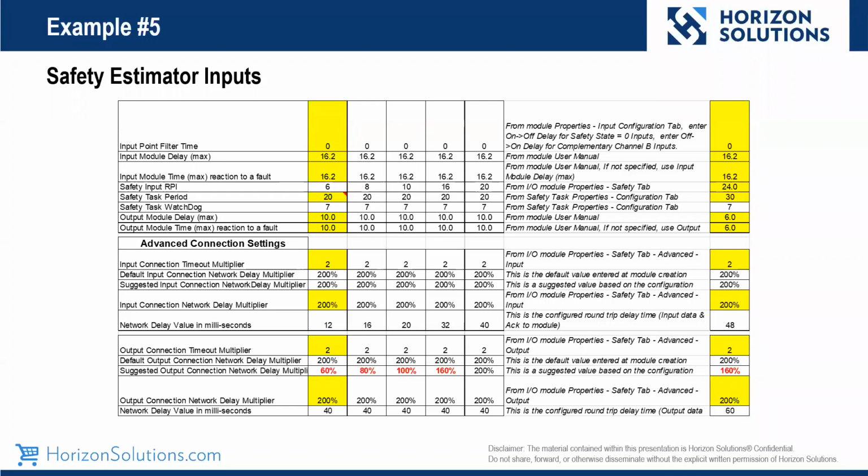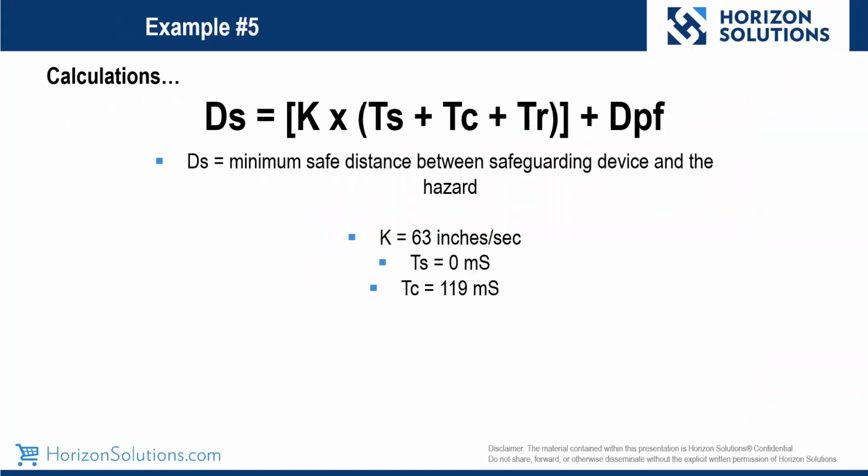You could also compare multiple RPIs. So if you notice, your safety input RPI there is 6 in our first column versus 8 in the next, 10 in the next, 16 in the following, and 20 in the final. So as the RPI were to change, you can set the safety RPI there. But if you wanted to compare multiple RPIs or multiple input filters, multiple output delays, mimicking looking at multiple different devices, you could then take those and look at that output function.